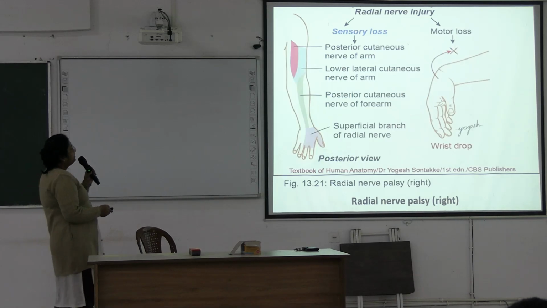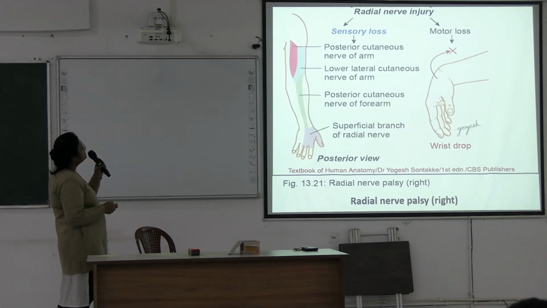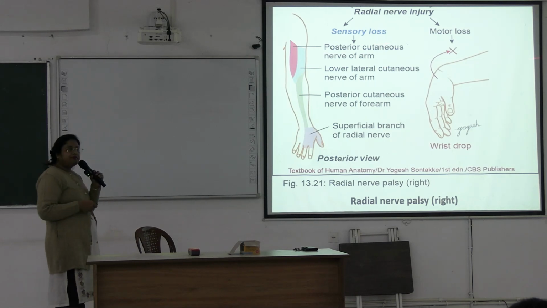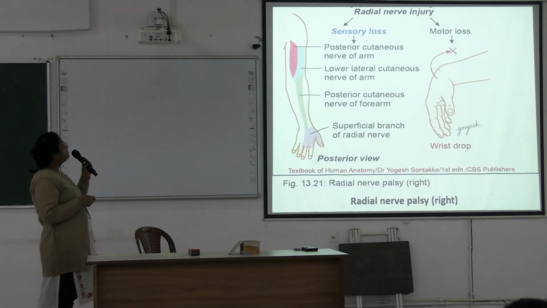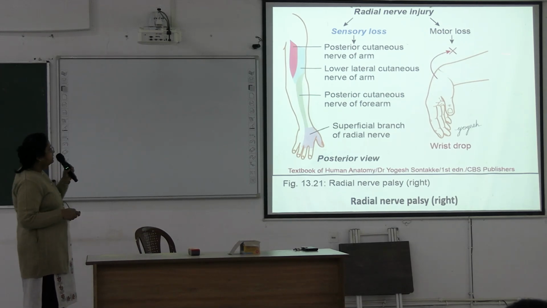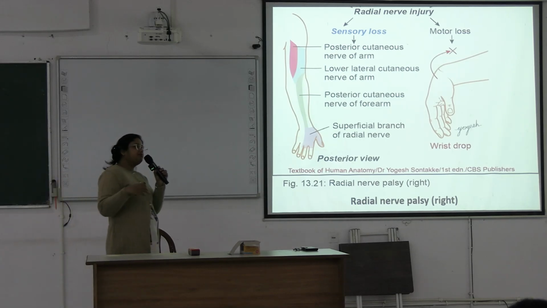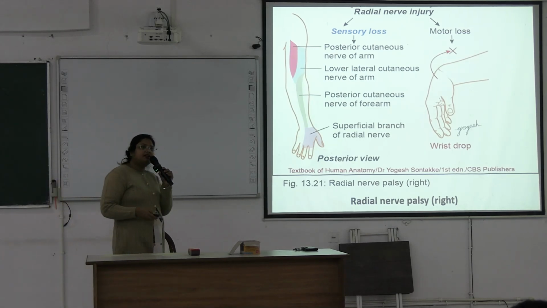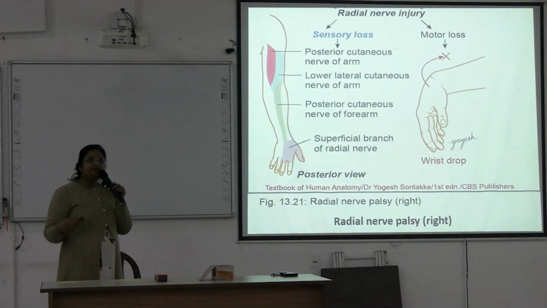Okay. And see the symptoms. Sensory loss will be in this area for the posterior cutaneous nerve of arm, here for the lower lateral cutaneous nerve of arm, here for the posterior cutaneous nerve of forearm, and here for the superficial branch of radial nerve. In all these areas you will get sensory loss, okay? And this is wrist drop, loss of extension of the wrist because forearm extensor muscles are paralyzed. Also loss of supination due to paralysis of the supinator.